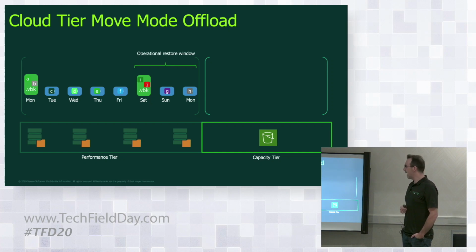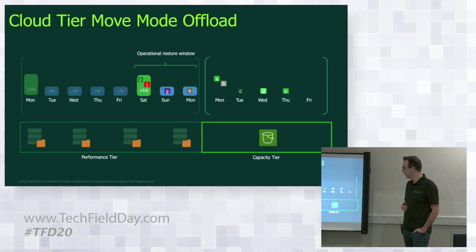What we have here is a visual representation of the performance tier and the capacity tier. We've got a number of our VBK files and we've got incrementals at this point. When we offload the files, we take the blocks of data and shift them into the object storage, and we move that through until we've got that block.